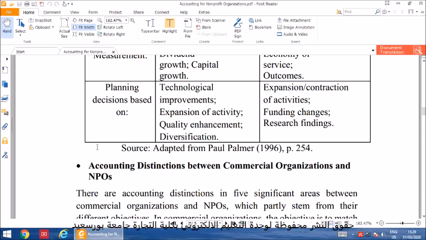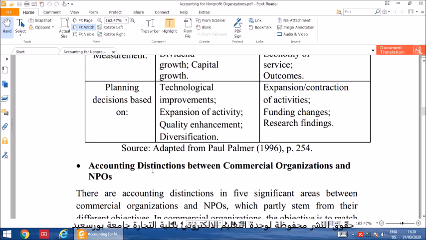After we differentiate between commercial organizations and non-profit organizations, we need to concentrate on the accounting system in non-profit organizations. How will the accounting system be different in the case of commercial organizations and in the case of non-profit organizations? So the title here: accounting distinctions between commercial organizations and NPO.